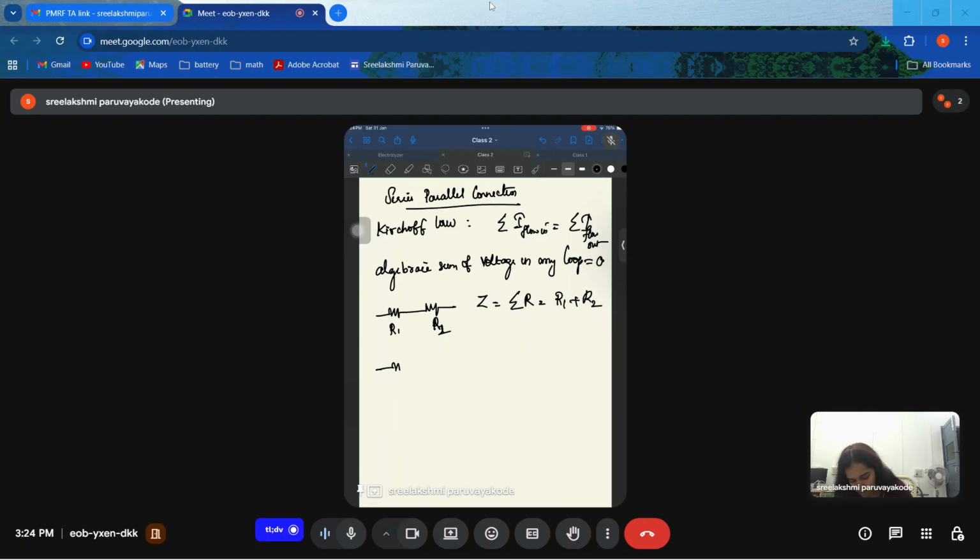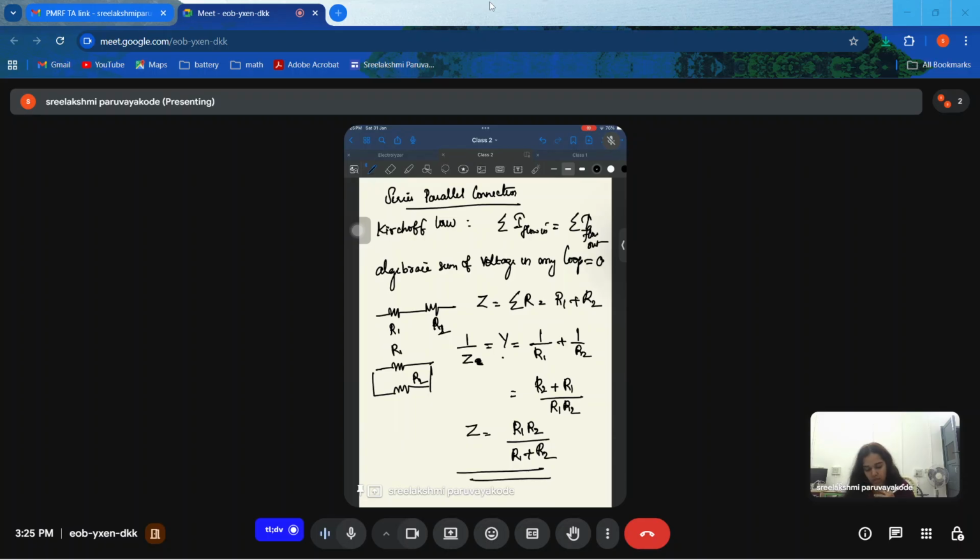Now what if they are in parallel? So we have 1 by Z, or Y, which is admittance, equal to 1 by R1 plus 1 by R2, and that is R2 plus R1 by R1 R2, and Z equal to R1 R2 by R1 plus R2. Now these are simple cases where you just have two resistors in parallel or series.